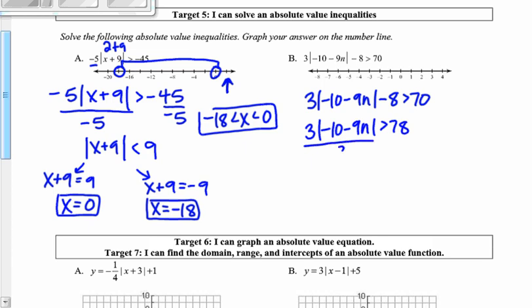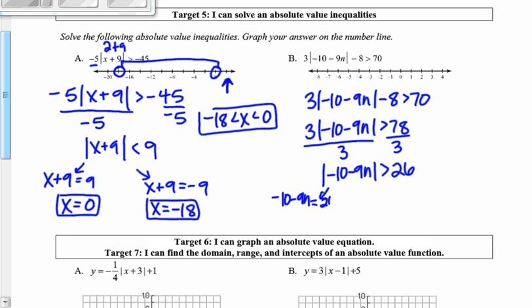And then I'm going to divide by 3. So I get the absolute value of negative 10 minus 9n is greater than 26. Remember that you also have some special cases with inequalities. If you had a negative number, let's say negative 26, if the absolute value is greater than negative 26, that would always be true. But if the absolute value is less than negative 26, that can't ever be true because a positive would never be less than a negative. It's not a special case here, but I just want to remind you that we do have those special cases you want to look out for on your test.